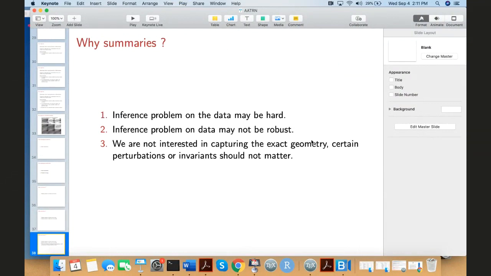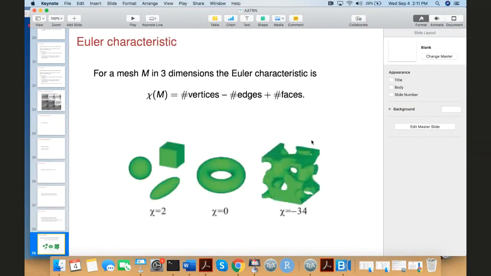And we might not be interested in, for example, capturing the exact geometry. And so we'll go on with this. So our first summary is just the Euler characteristic, which in this case is vertices minus edges plus faces.